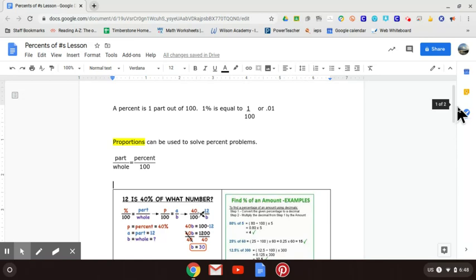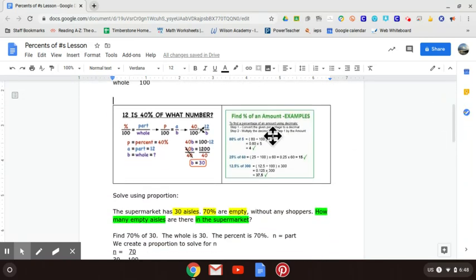If I gave you another example when we go down here, this is going to be very much like what your IXL is related to. I did want to show you there's another way to do it too, but we can come back to this one, because the first part we're going to solve using a proportion. I solved it both ways so you can see the examples, because I'm giving you two ways to solve it. For my proportion, my question says the supermarket has 30 aisles, 70% are empty without any shoppers.